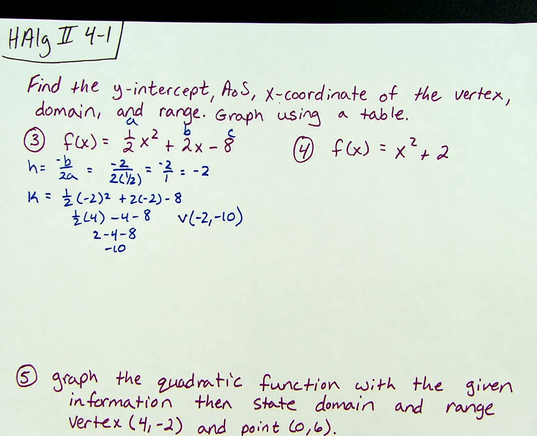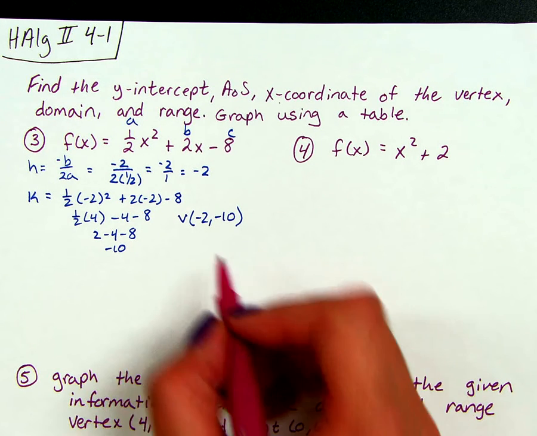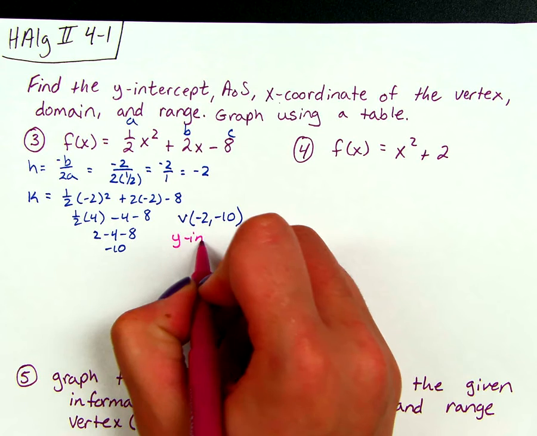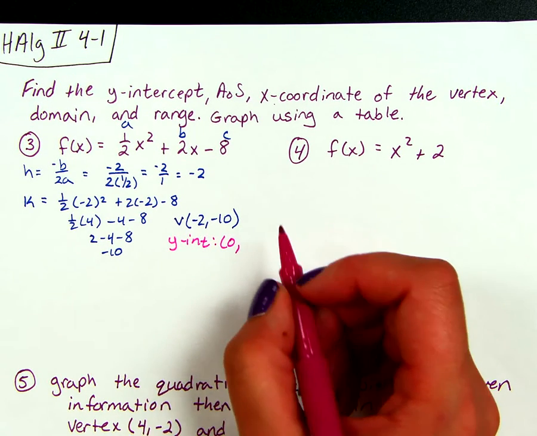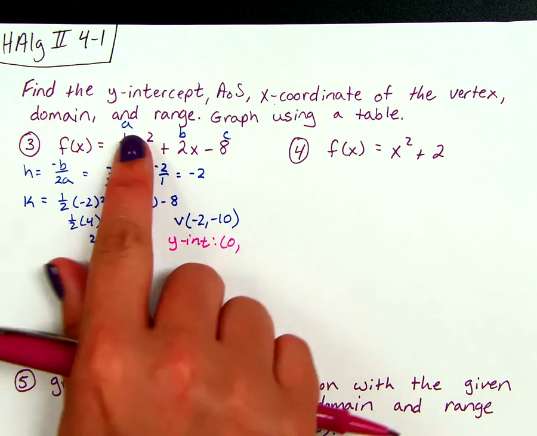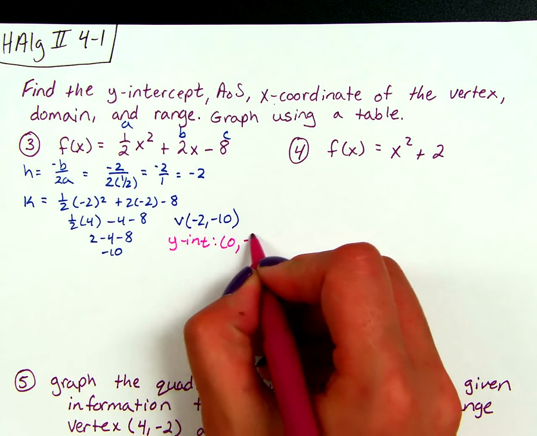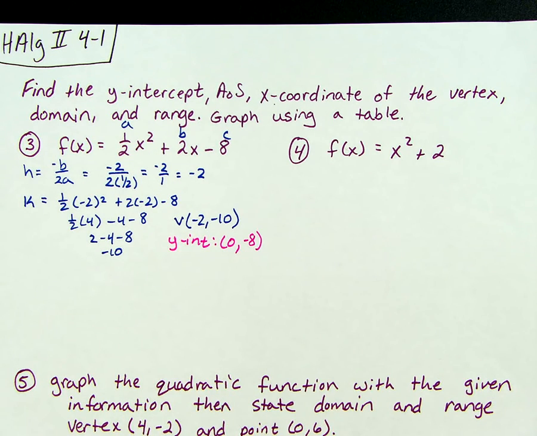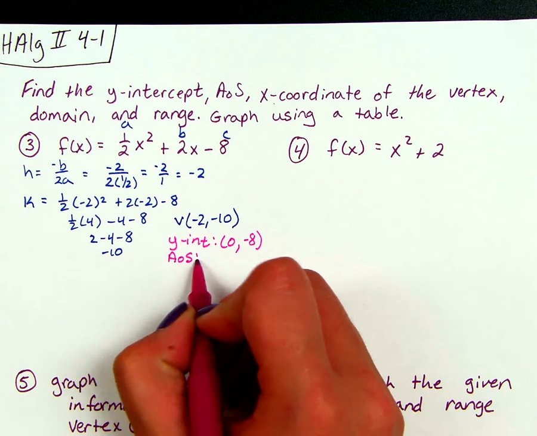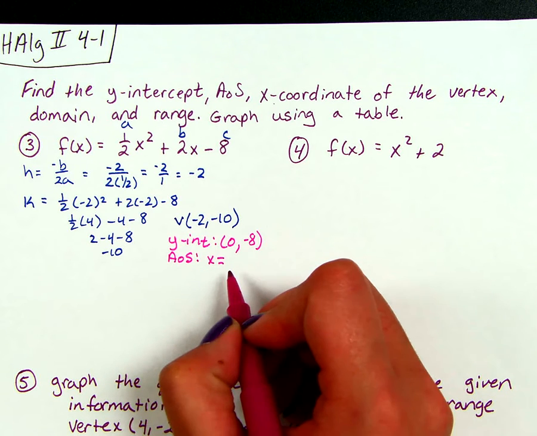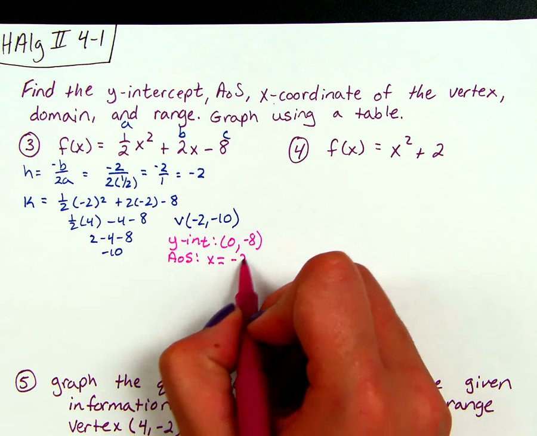All right, the next thing that I'm going to find is the y-intercept. So again, for our y-intercept, we're just substituting in 0 for the x, so x has to be 0, and then for our y-coordinate, if I substitute 0 in, all of those just cancel out, and we are left with -8. Okay, so our y-intercept is -8. And we can also find our axis of symmetry. So the axis of symmetry is always x equals, and then whatever our h is, so -2.